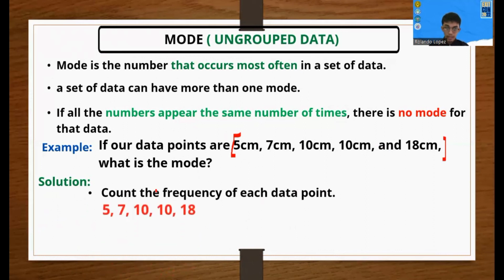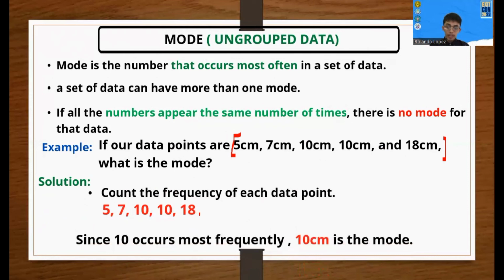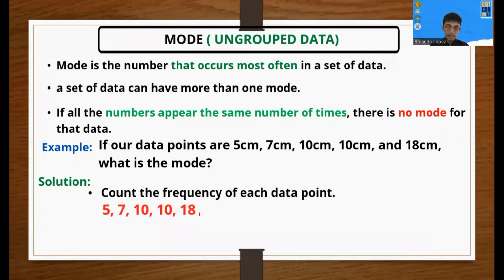So we will count the frequency of each data. 5 appears once, 7 appears once, 10 appears 2 times, 18 appears 1 time. Since 10 occurs most frequently, 10 centimeters is the mode. Class, what if we remove this one in the set of data? What is the mode? Yes, correct. There is no mode because the data appear the same number of times.